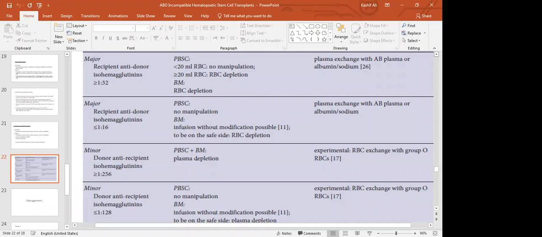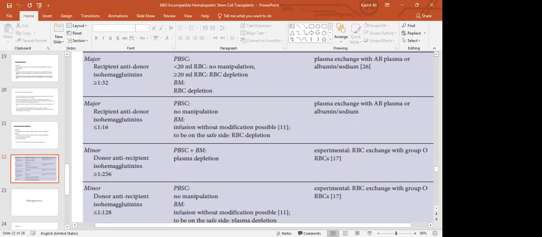Now, if the transplant is a minor mismatch and the donor has anti-recipient antibody equal to or more than 1:256, product manipulation, that is plasma reduction, is needed to decrease the titer. In case of low titer, that is equal to or less than 1:128, no need for manipulation. Finally, in bidirectional mismatch, intervention is needed if anti-donor antibody is equal to or more than 1:32, and if anti-recipient antibodies are equal to or more than 1:256.